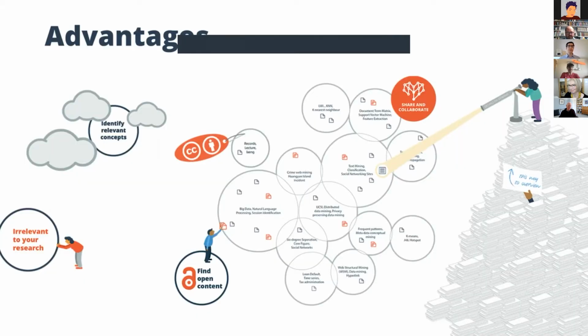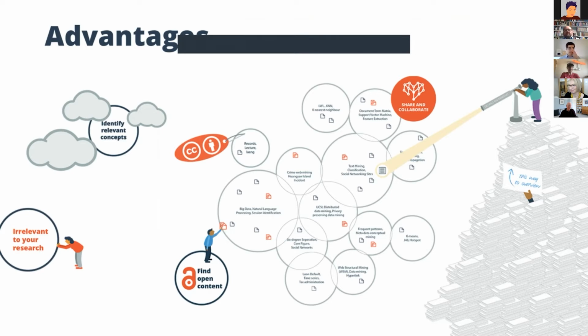So the advantages that we see is that you can get this bird's eye view of a field. You can identify relevant concepts, which is often the most difficult step in any discovery process. You can sort the relevant from the irrelevant, depending on your research question, your information need. And Open Knowledge Maps is an interface over all scientific knowledge, open and closed.